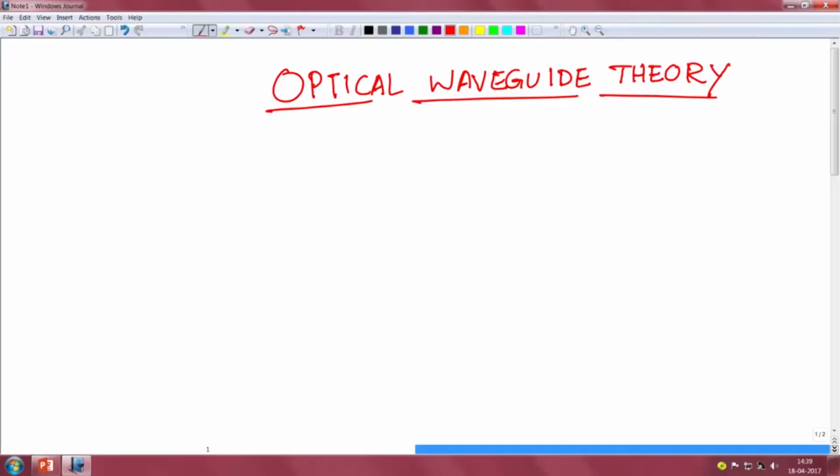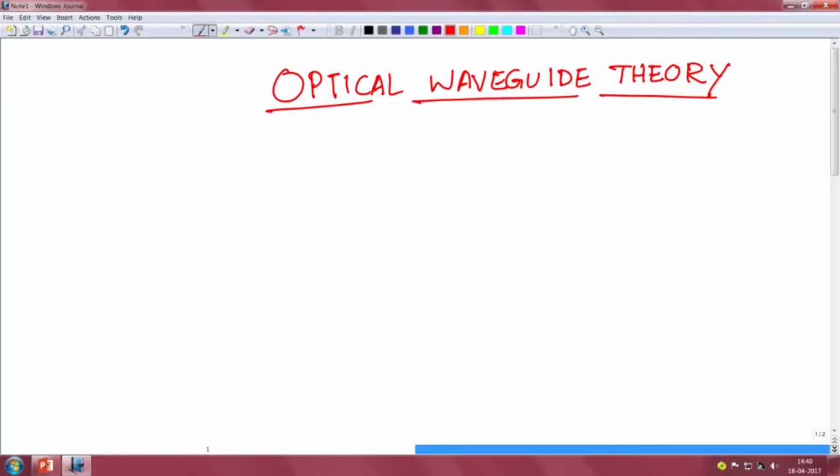So, we will start the course with optical waveguide theory. Optical waveguides are the basic elements for integrated optics. So, light propagation in optical waveguides is important to understand their properties, their design and so on. There are many types of optical waveguides like slab waveguides, ridge waveguides, channel waveguides. Of course, there are also optical fibers. We need to interface optical fibers with integrated optical devices. So, we need to understand their properties.